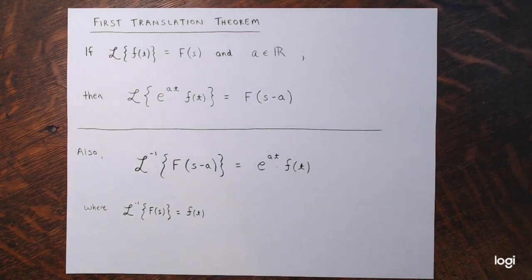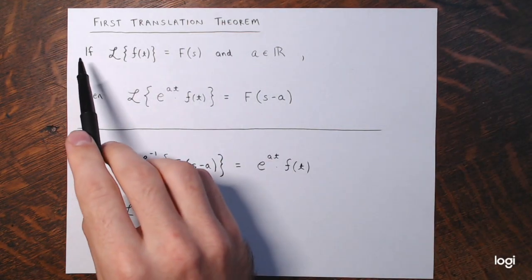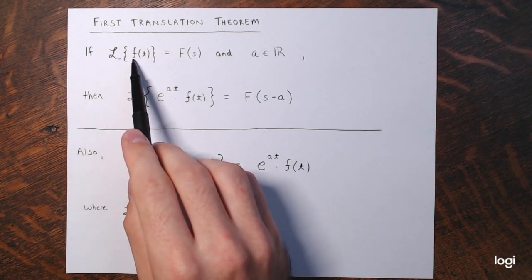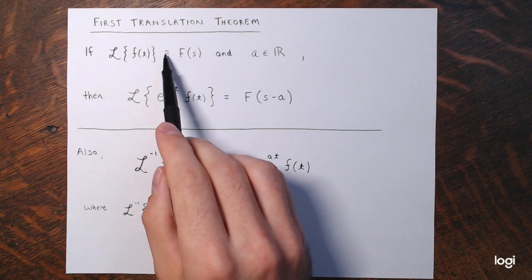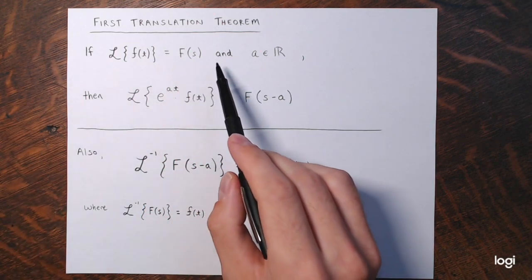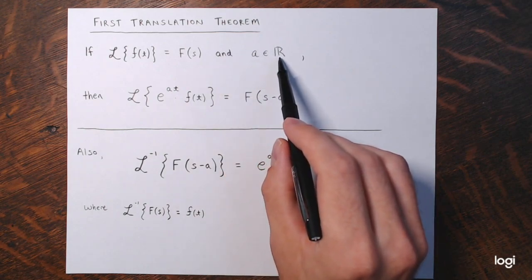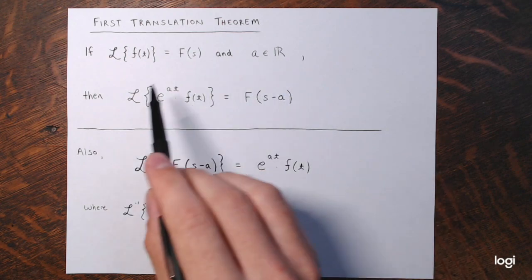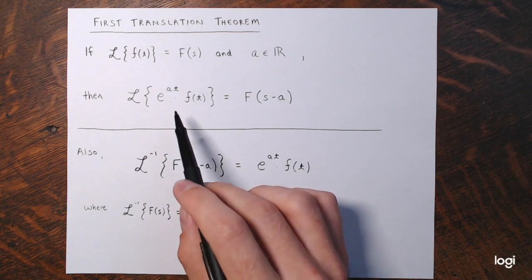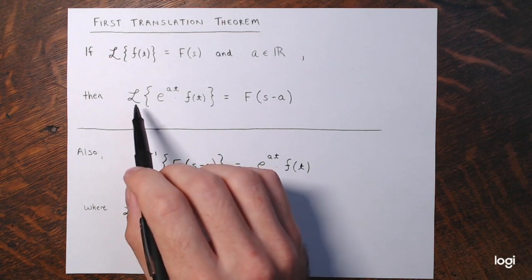Alright, so here it is, the first translation theorem. If the Laplace transform of some function little f of t is labeled capital F of s, and a is a real number, any real number, then the following will hold. And you can use the definition of Laplace transform to pretty easily show this. I'm not going to do that here though.